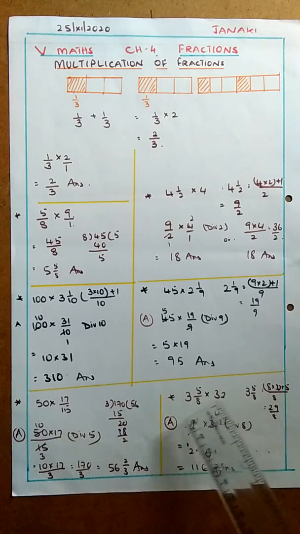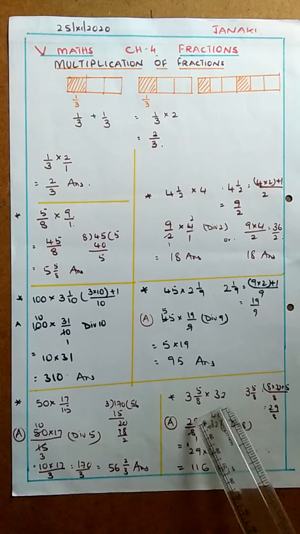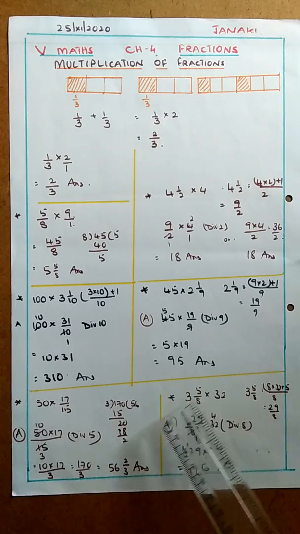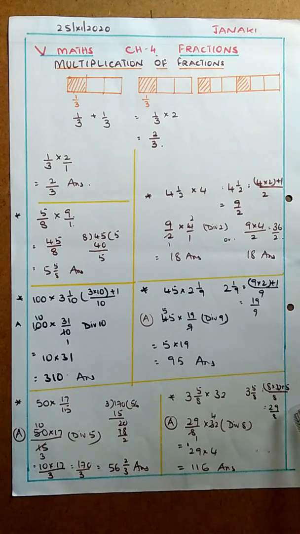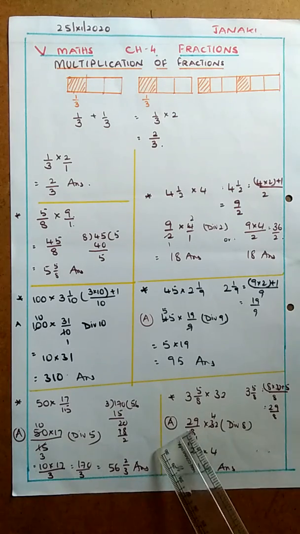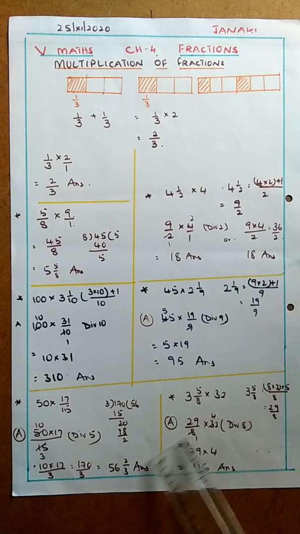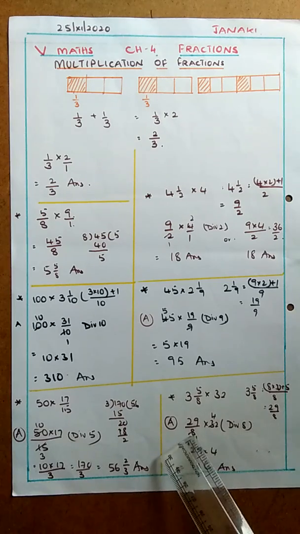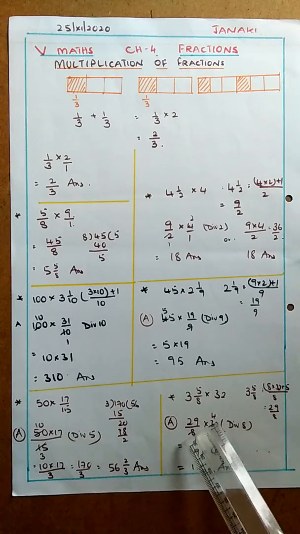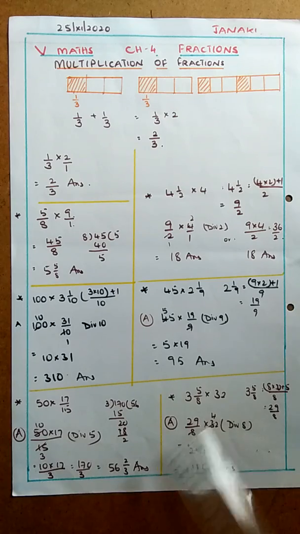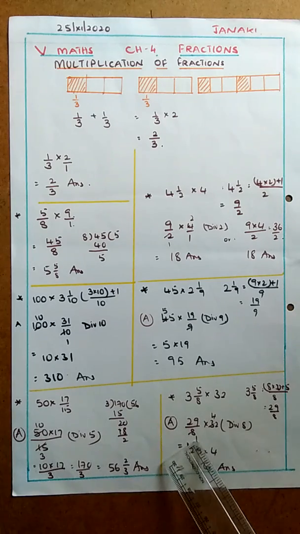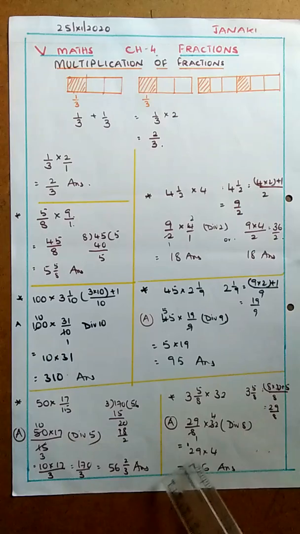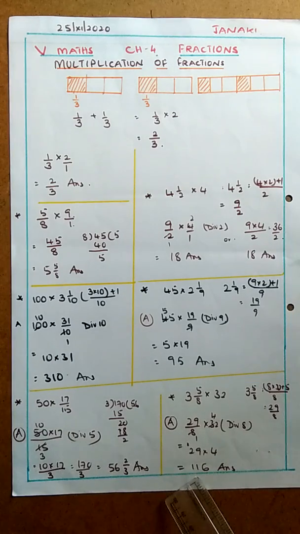Now 3 5 by 8 into 32. Convert this 3 5 by 8 mixed number into an improper fraction as 29 by 8. Now 8 is a factor of 32. Divide this 8 by 8 and 32 also by 8. So in 8, 8 goes one time. In 32, 8 goes 4 times. So in the denominator now you are having only 1. Now multiply 29 into 4, you get 116.